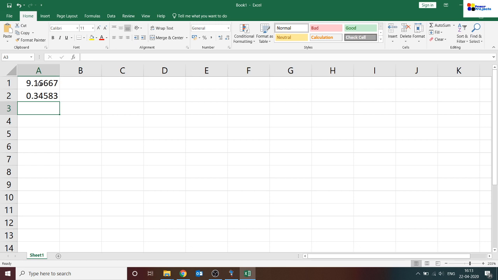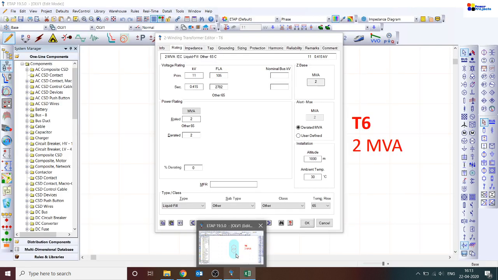So if you want to use the 11 by 415 volt transformer which is designed at 60 hertz, and you are trying to utilize it at 50 hertz, you can use it at a reduced voltage of 9.16 kV by 0.345 kV. If you use the 11 by 0.415 kV transformer designed at 60 hertz at 50 hertz, then it will result in overfluxing and probably the transformer gets damaged.